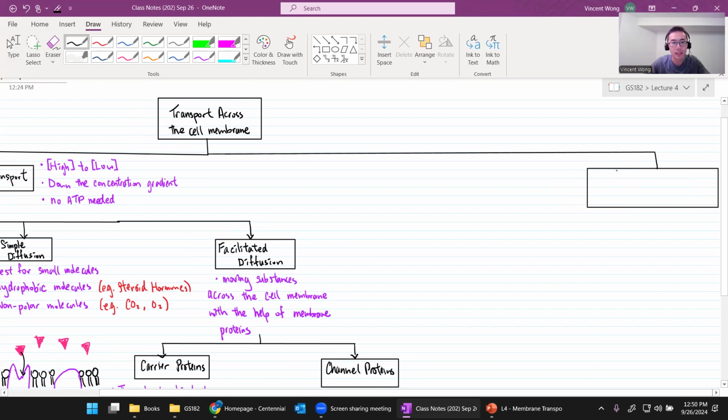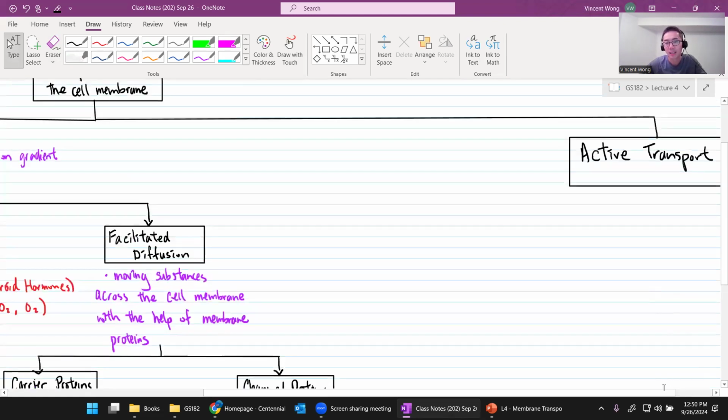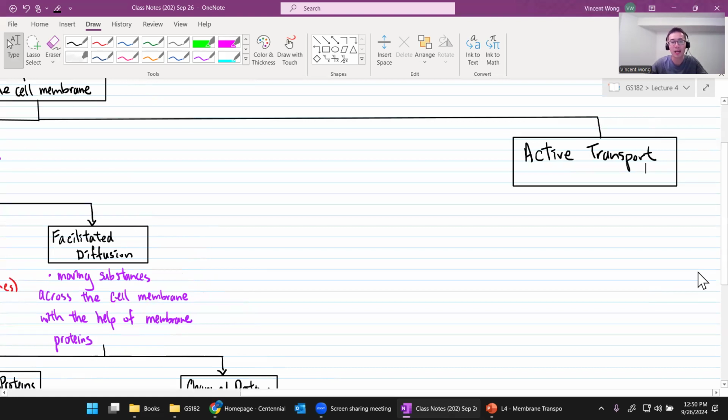So here, the other kind of transport is active transport. You guys will also have a review class for the test, which is great because of the extra time that we have.